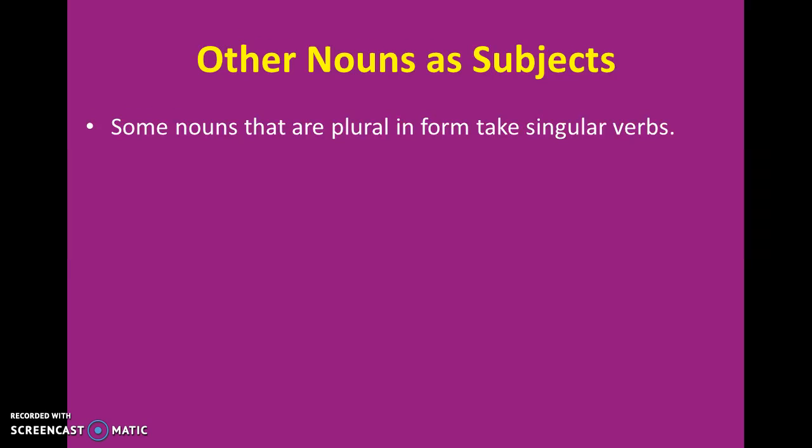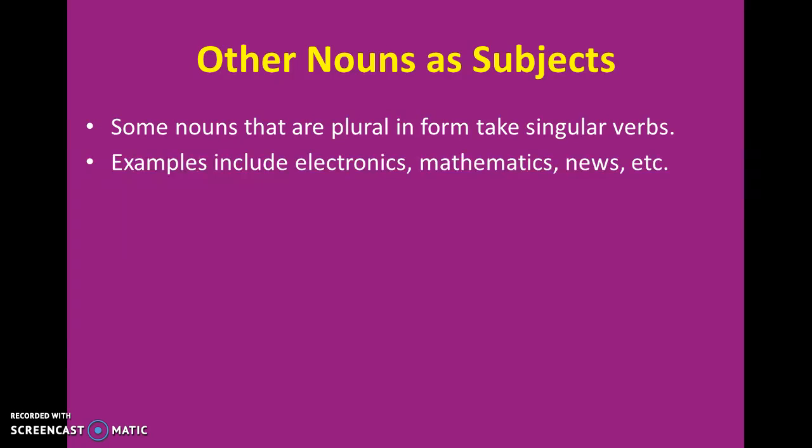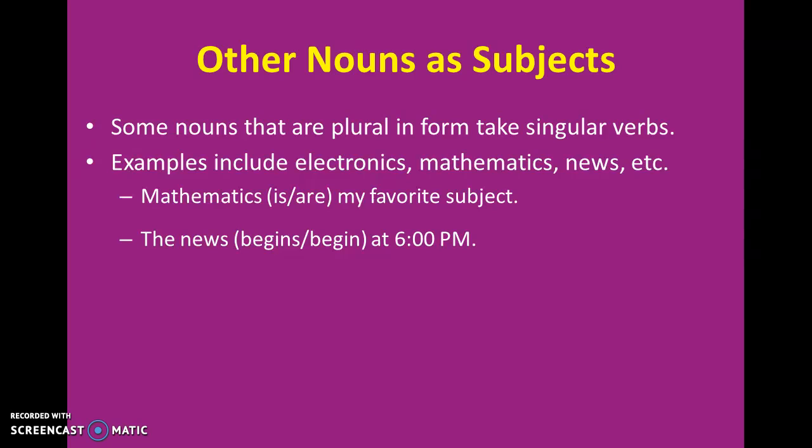So there are also some nouns that are plural in form that will actually take singular verbs. Some examples include electronics, mathematics, and news. These usually refer to a single idea or single class and therefore require a singular verb. So you would say mathematics is my favorite subject because you're talking only about one subject even though mathematics is plural. And you would also say the news begins at 6 o'clock p.m. because, again, news is just one broadcast of the news. So, again, just another little trick to remember.